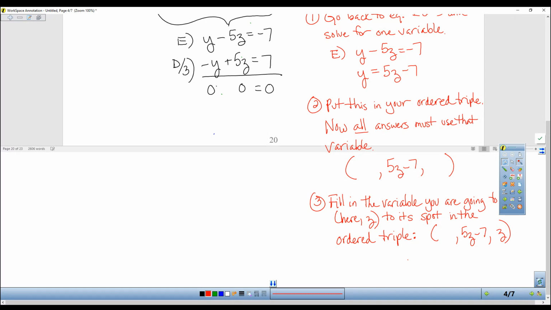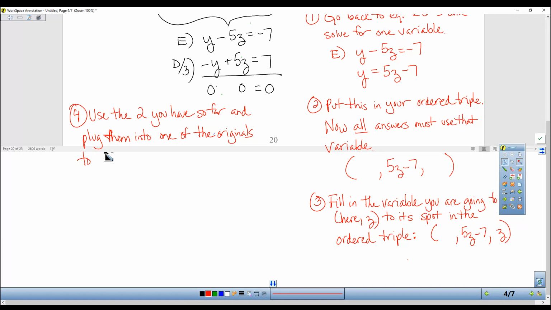Now think back to your homework from last night. When you knew 2 of the answers, how did you get the last one? I'm going to go up here just so instead of scrolling down so you can keep seeing it. So step 4 would be use the 2 you have so far and plug them into one of the originals to find the last variable.